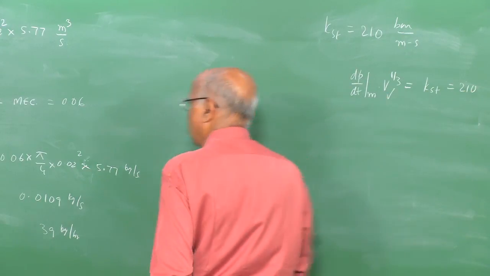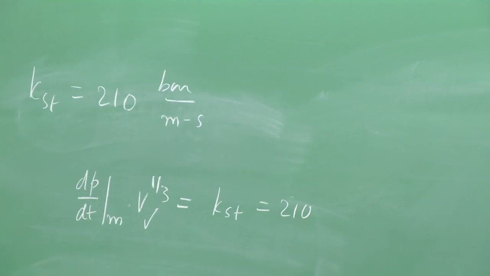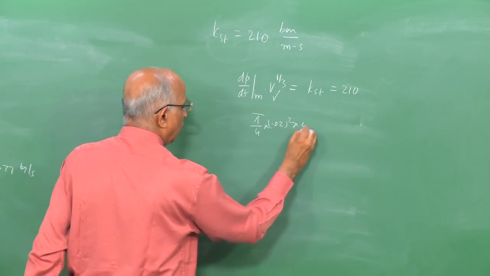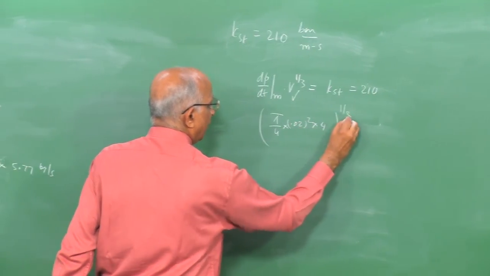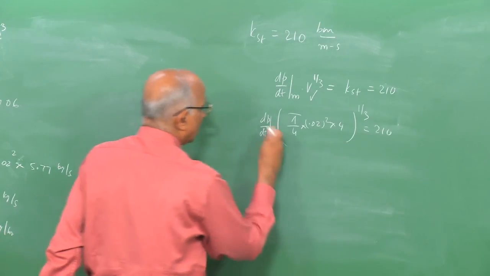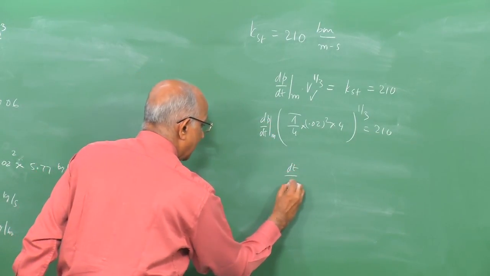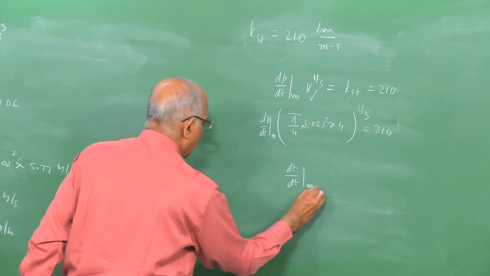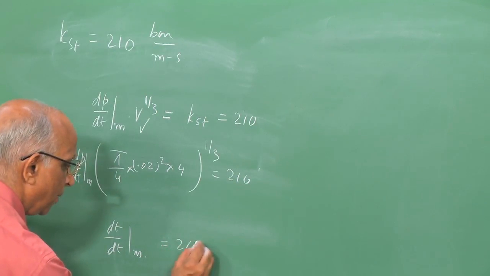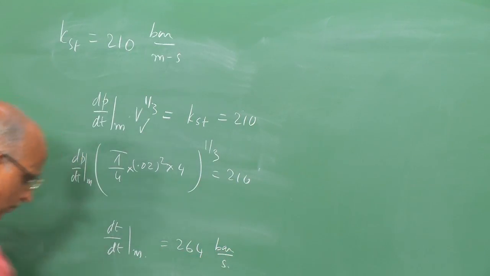I know that the volume of this hose is essentially a closed volume, because the opening here is small, and the opening here is small. Therefore, the volume is equal to pi by 4 into 0.02 square into the length 4 meters, to the power 1 by 3, into dp by dt maximum is equal to 210. From this I get dp by dt maximum in the explosion, which would occur in case I am drawing more than this, as 264 bar per second, which is quite a high value. And this is how you estimate the values in different problems.